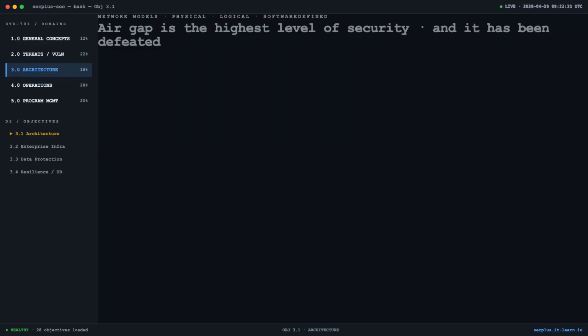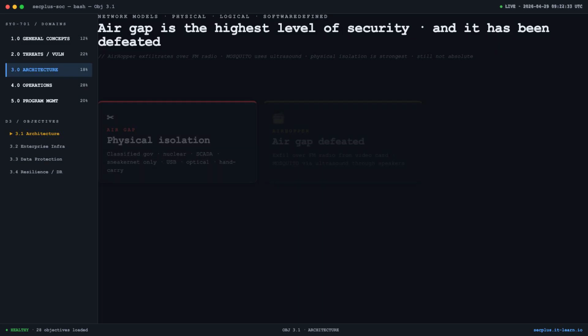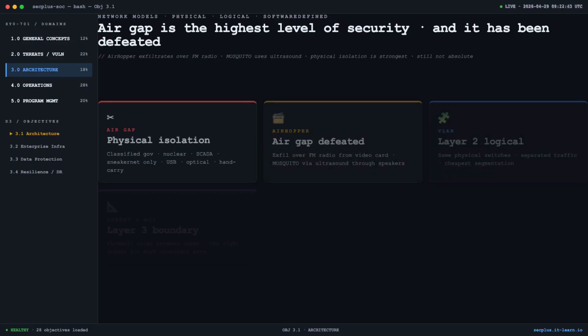Air gap bridging attacks are real. AirHopper exfiltrates data over FM radio frequencies from a video card. Mosquito does it through speakers and microphones as ultrasound. The air gap is the highest level of security available, and it still is not absolute.